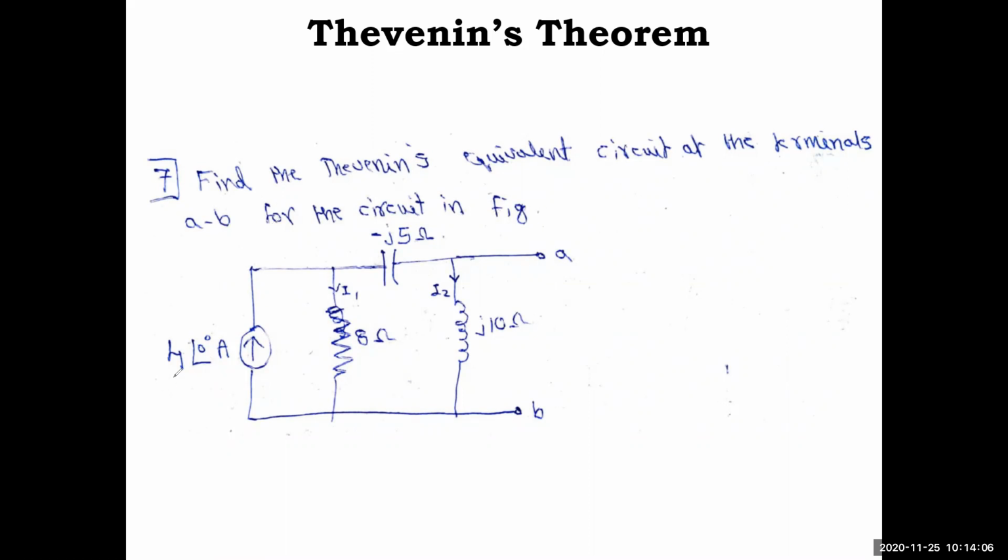So now I have considered an independent current source of value 4 at an angle 0 degree amps. This is a resistor of value 8 ohm. This is a capacitor with an impedance of minus J5 ohm, and this is an inductor of J10 ohm. And the terminals AB. Here no load is connected, so it is an open circuit. You just have to find the Thevenin's equivalent circuit. Both types of problems in AC I have also considered.